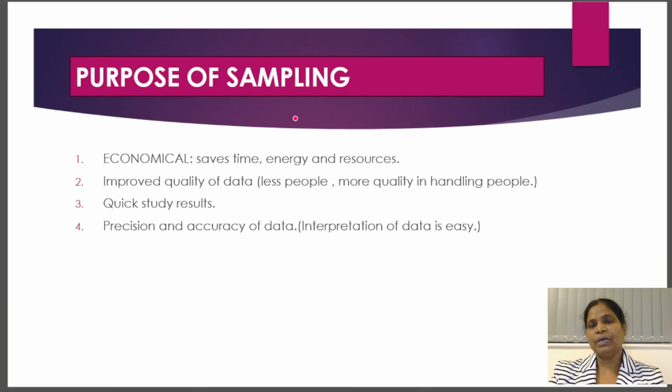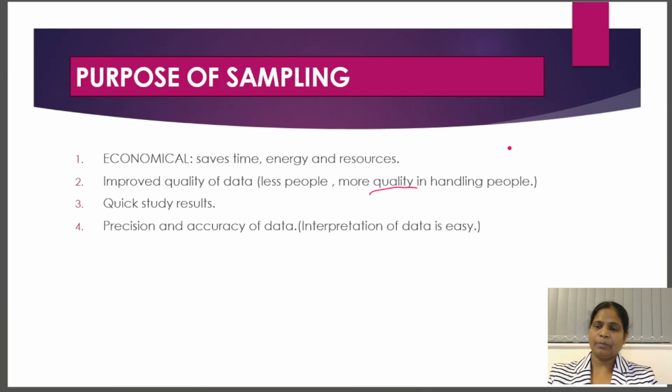Now coming to the purpose of sampling. We want to conduct a study and we cannot conduct a study on everyone, isn't it? So it mainly affects the manpower, time, and the research findings, as well as over representation will also provide sampling error as well as sampling bias. So it is economical, saves time, energy and resources. Next one is improved quality of data. Less people, more quality of handling people.